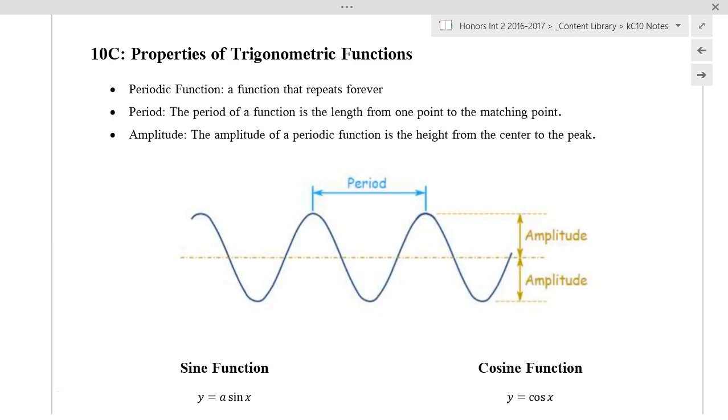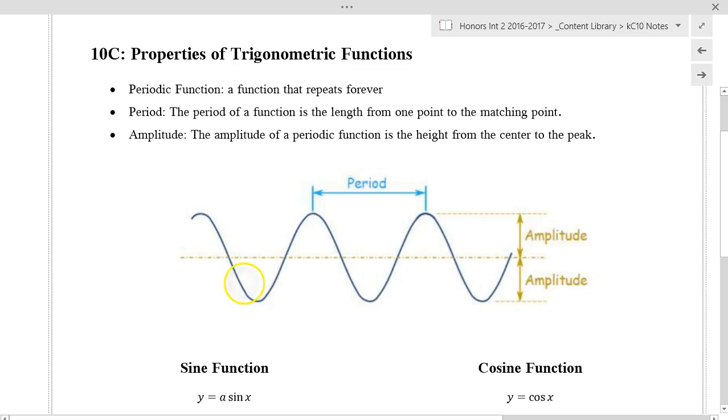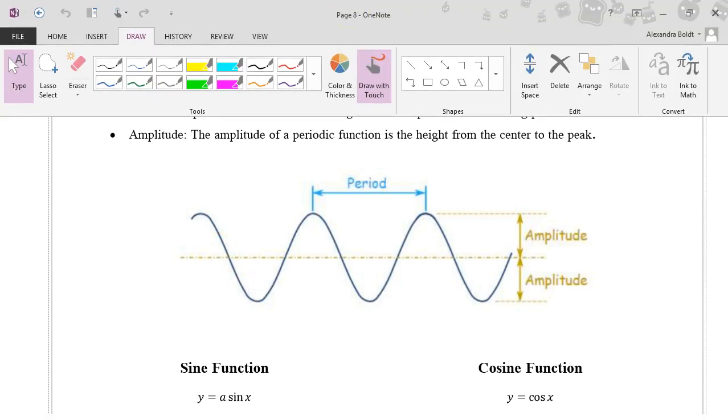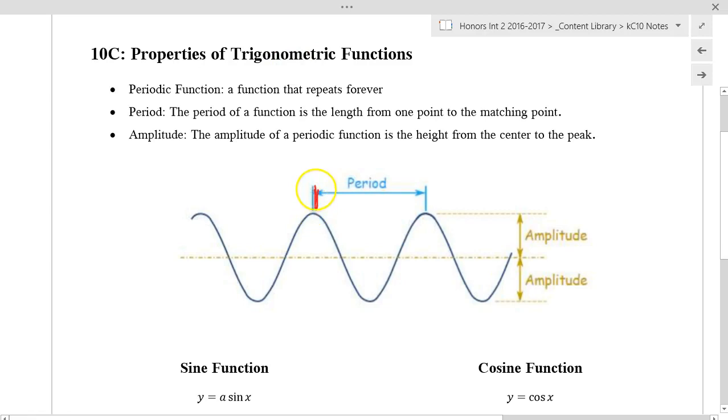And then we have what we call an amplitude, and the amplitude of a periodic function is the height from the center to the peak. So this is an example of a periodic function. It's repeating. The period goes from one peak to the next peak. That horizontal distance from one to the next is what we call the period. And you can see the amplitude here. It starts at the center and goes up. I can either start at the center and go up or start at the center and go down. It'll be equal.